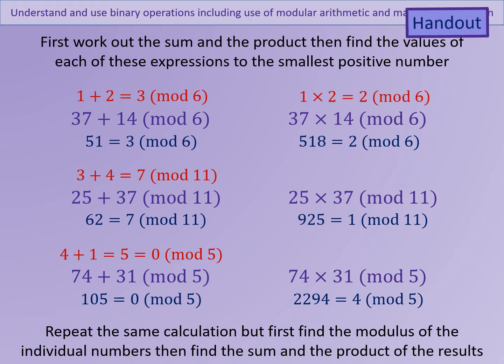The next one, we get 1 times 2, which is 2 mod 6. And for the next one, we get 3 times 4, which is 12. Because we were working mod 11, this reduces to 1 mod 11. And finally, 4 mod 5. So we can see that the answer is the same whether we reduce mod n first or whether we do the calculation first and then reduce mod n afterwards.